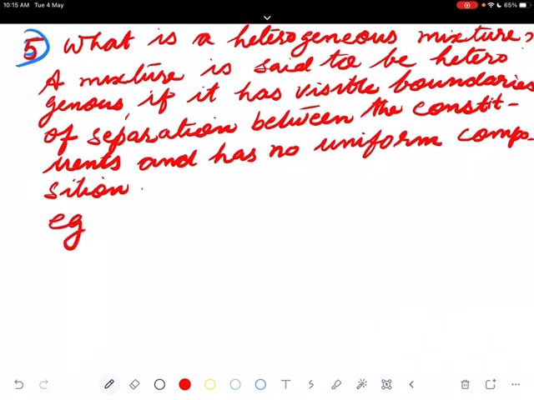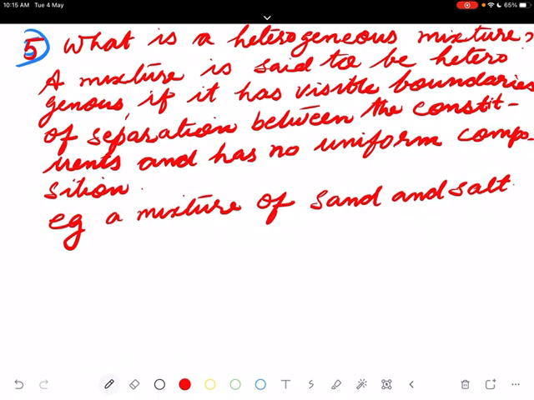Example: a mixture of sand and salt. Number two, oil and water. In a homogeneous mixture, you will see the same phase. In a heterogeneous mixture, you see salt and sand, the same solid phase, but they have clear boundaries of separation. A heterogeneous mixture can be of the same phase or maybe of different phases.